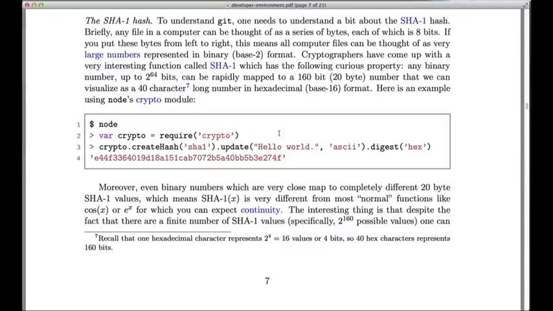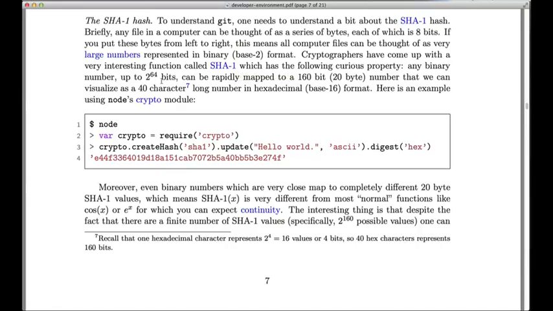So to understand Git, we need to understand what the SHA1 hash is. The concept here is that any file on the computer, you can think of it as a series of bytes. If you put those bytes from left to right, you can think of every computer file as actually a very large number. There's an interesting function called SHA1. If you click this link, you can look at the actual definition by the Internet Engineering Task Force, the IETF. And it's the following really curious property.